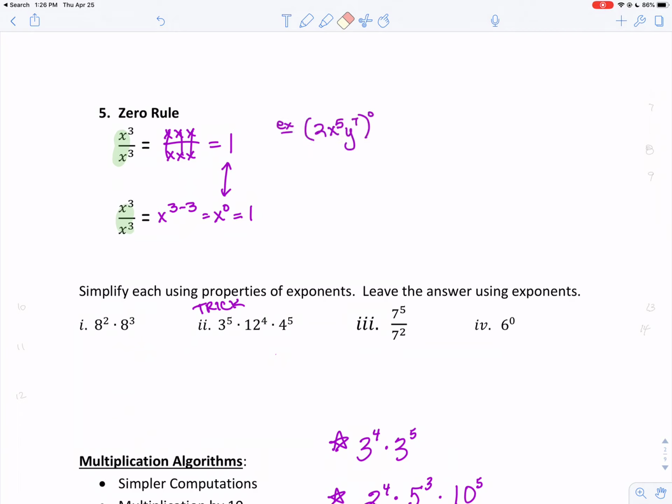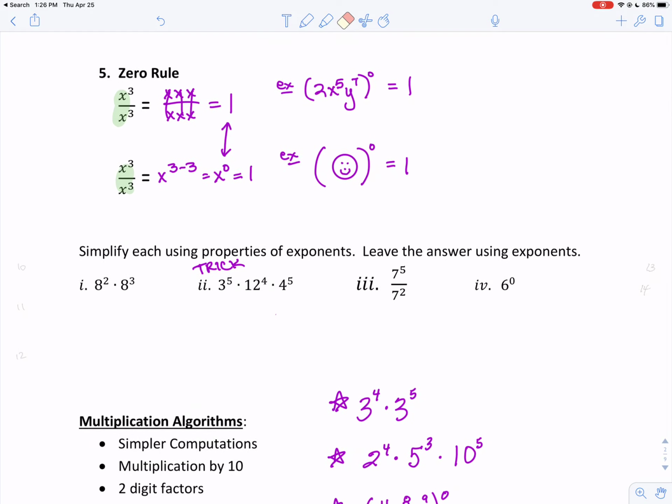So let's work a couple of examples. 2x to the fifth raised to the seventh, to the 0 power. Well, that's just going to be 1. What about a smiley face to the 0 power? That's 1 too. Again, anything to the 0 power is going to give you 1. So now let's work a few problems that are just mixed up. So we've got 8 to the second times 8 to the third. Remember, when you multiply, what do we do to those exponents? We're just going to add them, but the key is the base must stay the same.